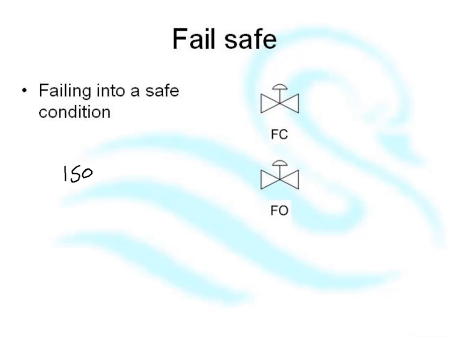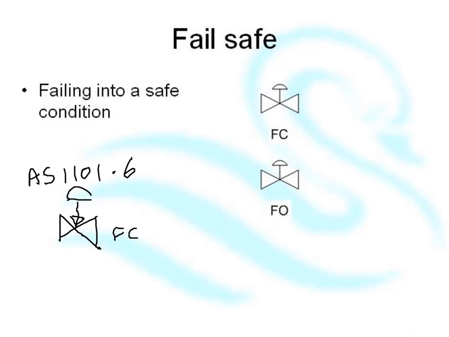The AS 1101.6 official symbol for fail close is this, and the official symbol for fail open is that. They're the official symbols, I think. I always get them mixed up.